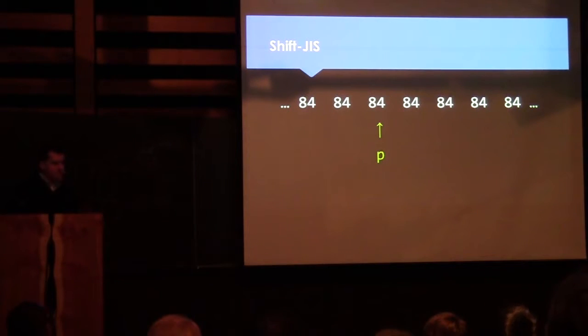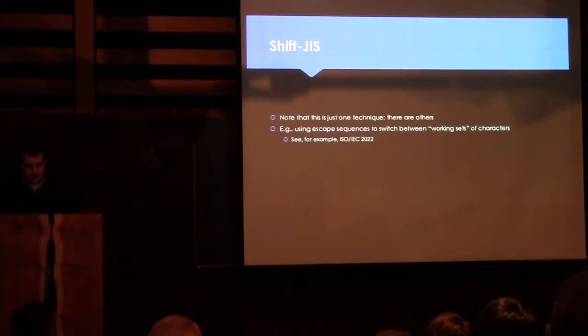So this sort of encoding lacks the property called self-synchronization, where basically when you're in the string somewhere, you want to be able to tell where the next character begins and where the previous character begins. So you need to maintain complex state to keep track of where you are. So this is just one technique.